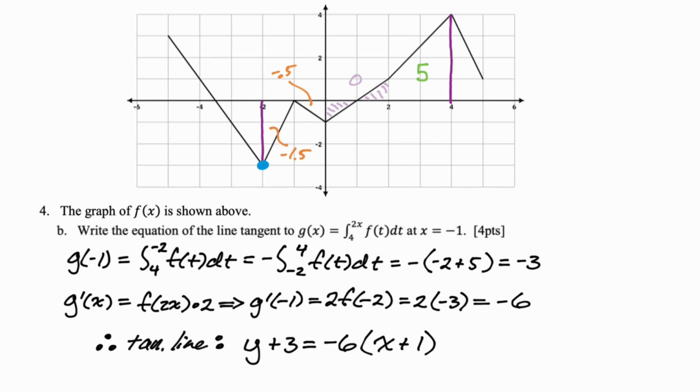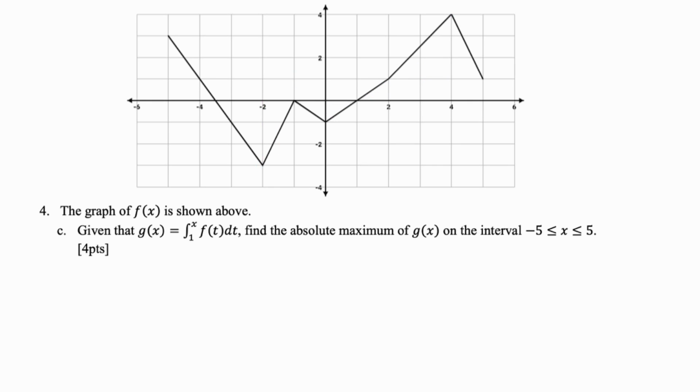Let's take a look at the next and I believe the final part of this. Given that g of x is the integral from 1 to x of f of t dt, this is actually a simpler function. We're going to find the absolute maximum of g of x on the interval from -5 to 5. So -5 to 5 is like the whole deal. It's not a limited thing.